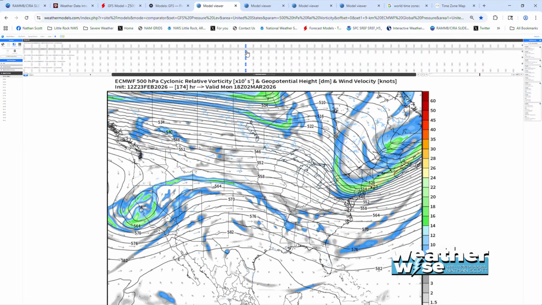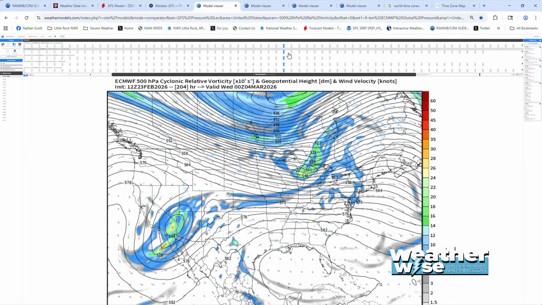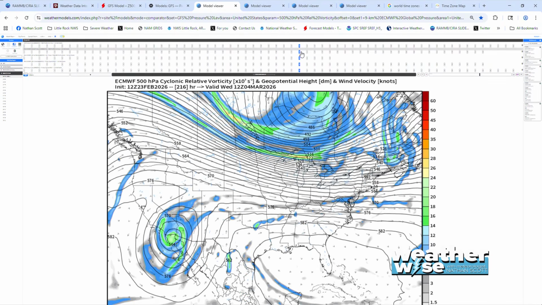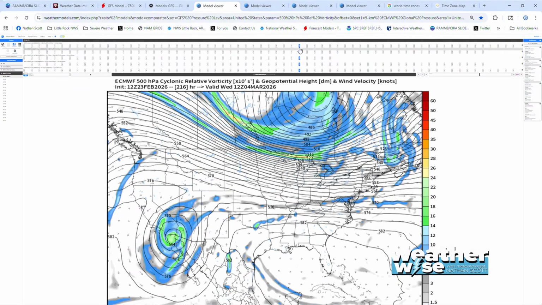Now, let's just take a look at the difference between the two models here in terms of what's going to happen later next week. This is Wednesday. All right, so Wednesday here, and you see this is the same time frame. This is 12Z Wednesday, March 4th, and look at the difference back and forth. It's almost like what an optometrist would say, 1 or 2, 1 or 2. You see the difference? 1, 2.